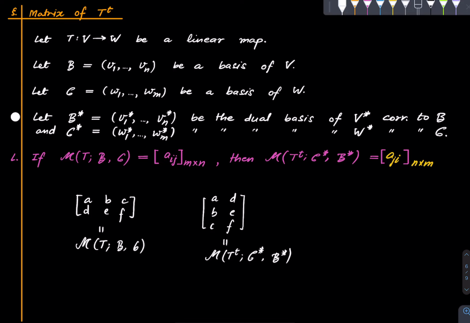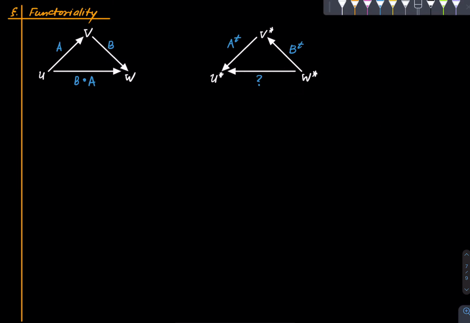What is the meaning of the matrix of a linear map? What is the meaning of the dual bases? What is the meaning of the transpose? It's just a very simple exercise, and I highly recommend you do it, because then all these notions will sink in. Okay, so now we want to do something very interesting, which I would call functoriality.